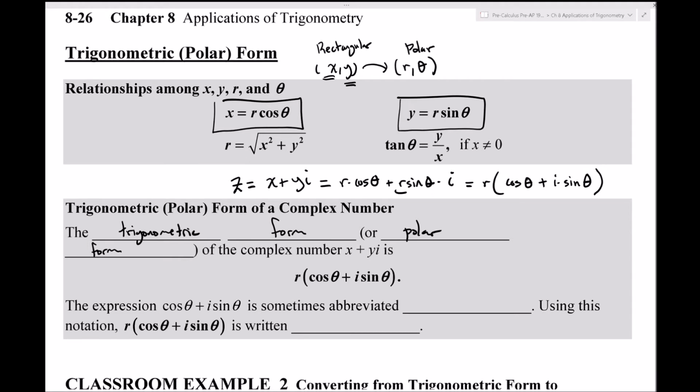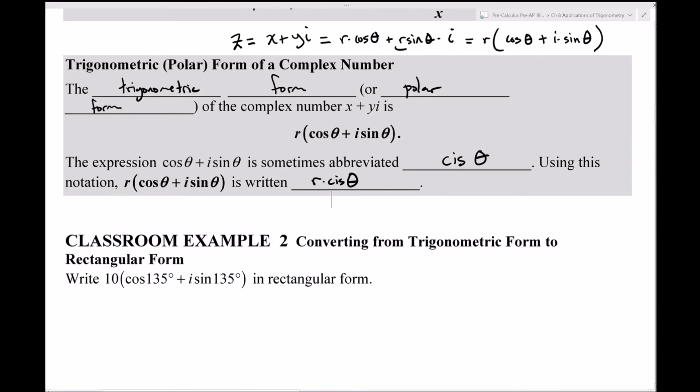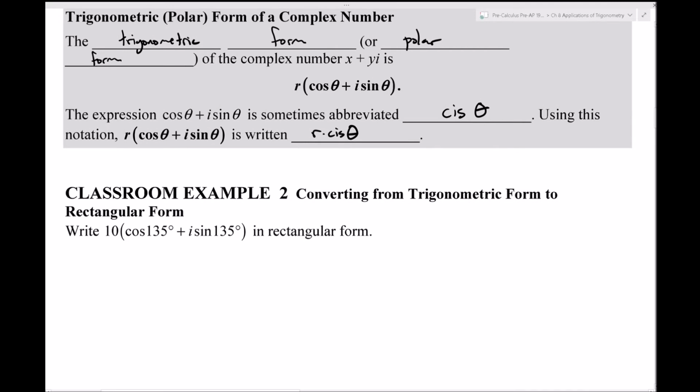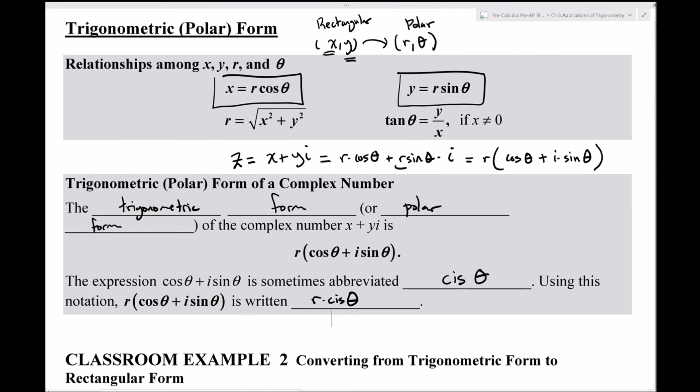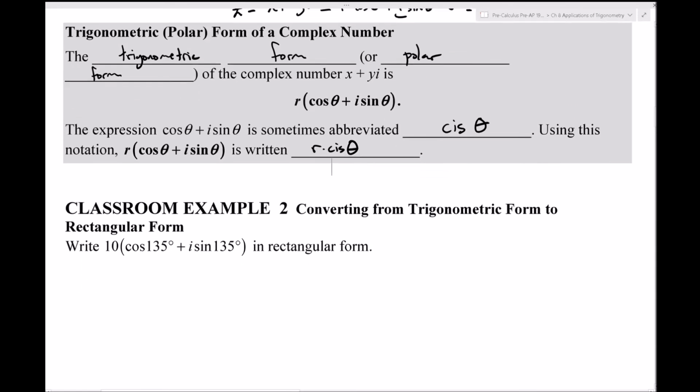Okay, so let's see. The expression cosine theta plus i sine theta is sometimes abbreviated cis of theta. Using this notation, r times (cosine theta plus i sine theta) is written as r cis theta. So it's called a cis function, for cosine i sine. But either way, that's the way that you write it.